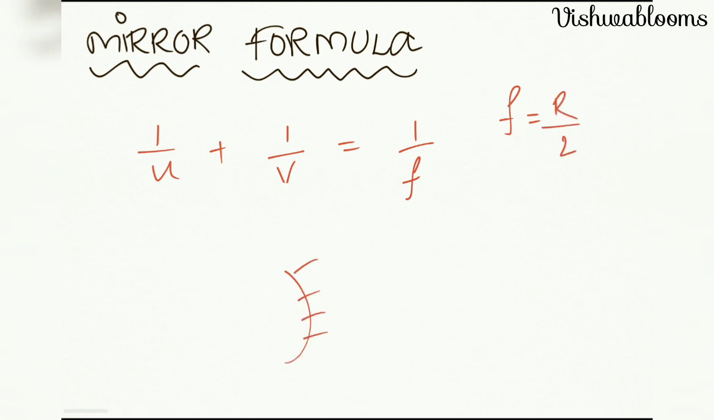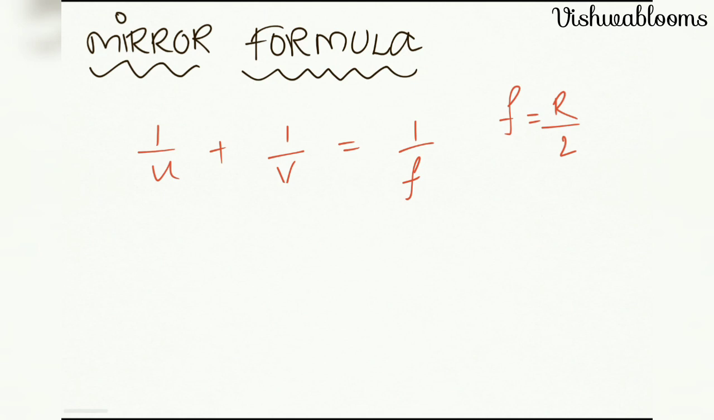See, now I'll draw one mirror and show you. This is the focus, this is the center of curvature. So this is focus, right? So focus is half of the radius of curvature. This is radius of curvature. Focal length is half of it. Okay, R by 2, that's why I have written.